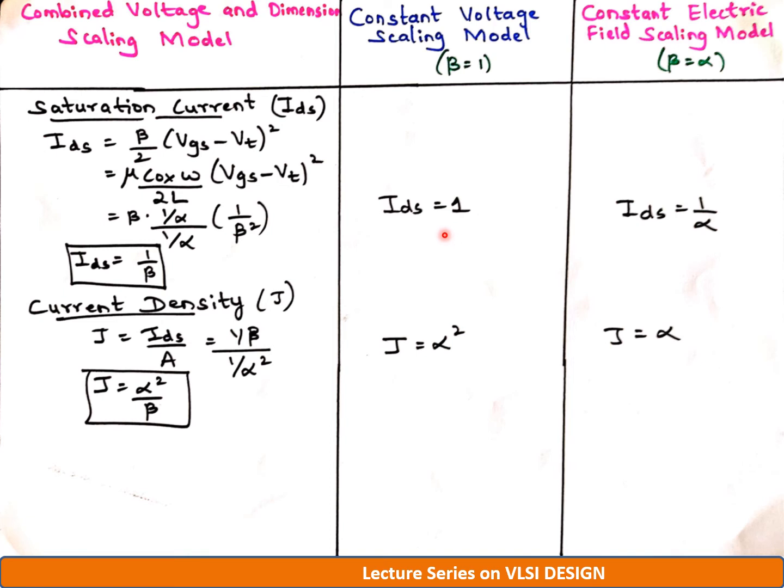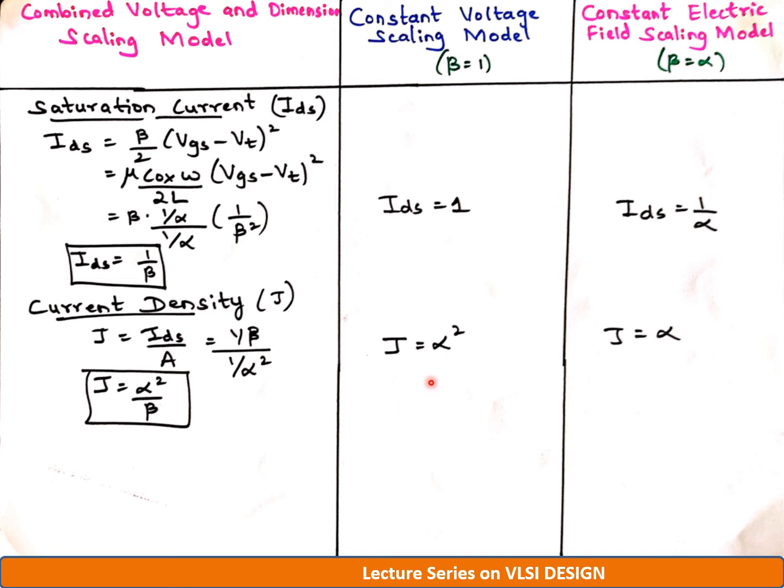In the voltage scaling model, beta is equal to 1. Therefore, the scaling factor for current reduces to 1. In the electric field scaling model, beta is equal to alpha. Therefore, the scaling factor for current reduces to 1 by alpha. Next device parameter is current density. Current density is current per unit area. Current is scaled by 1 by beta. Area is scaled by 1 by alpha square. Therefore, the scaling factor for current density is alpha square by beta in the combined V and D model.